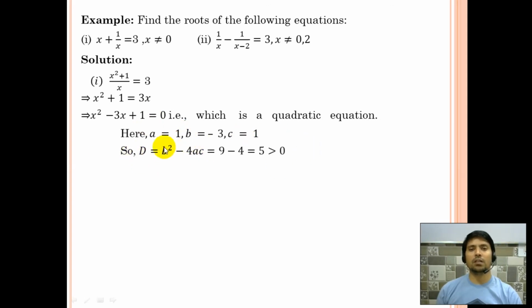D can be given by the formula b square minus 4ac. This is 9 minus 4 equals 5, greater than or equal to 0. And d, we have 5 here, which is greater than 0, this is positive, so we know that it has two real and distinct roots, and these roots are given by the formula minus b plus minus root d upon 2a.